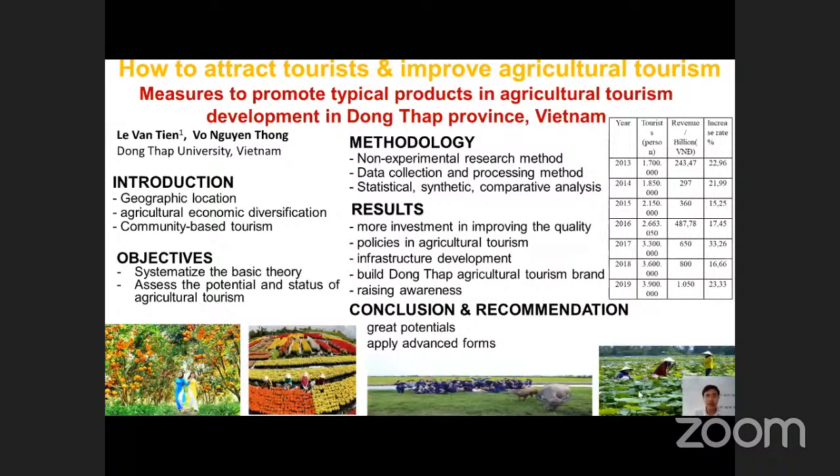After analyzing the data, we found some results. Firstly, the province should invest more in improving the quality of tourism services from agricultural tourism, because currently agricultural tourism is the type of tourism attracting tourists to visit and experience. To meet this requirement, it is necessary to have a specific plan to build a system of quality and specialty, diversified services with high value.